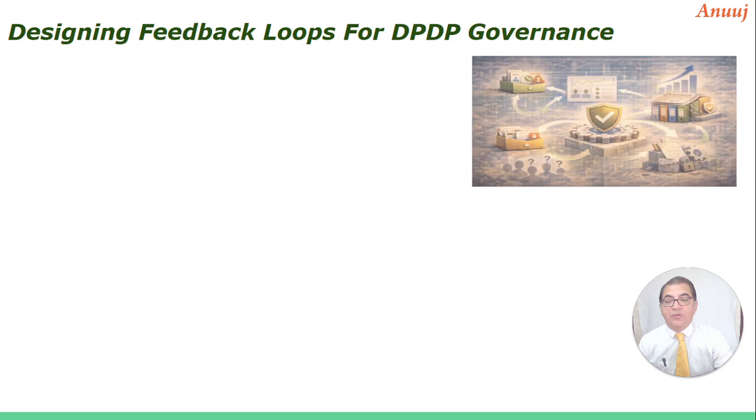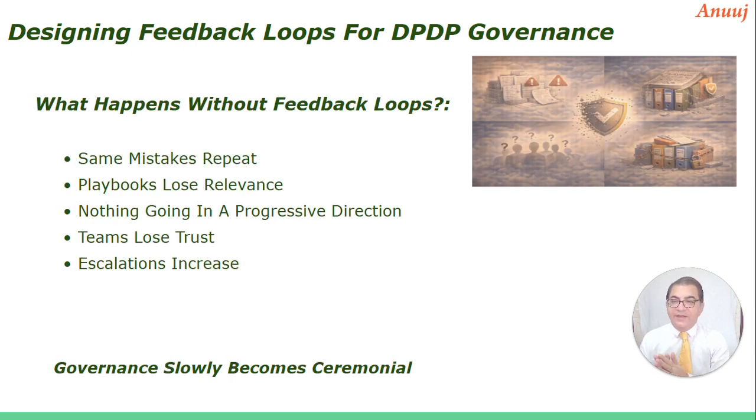What happens without a feedback loop? Without a feedback loop, I spoke of this earlier also, we are not learning. We are making the same mistakes again. Why are we even referring to playbooks, FAQs? They need to be very, very live. The best of teams would start assuming I know everything, I don't need to recheck. And there they fail. They need to be live. Nothing going on in a progressive direction. Everything is working hunky-dory, assumably. Teams lose trust, the escalations keep increasing, and the governance becomes a ceremony. Right? A dashboard has to be presented once a month. That's it.